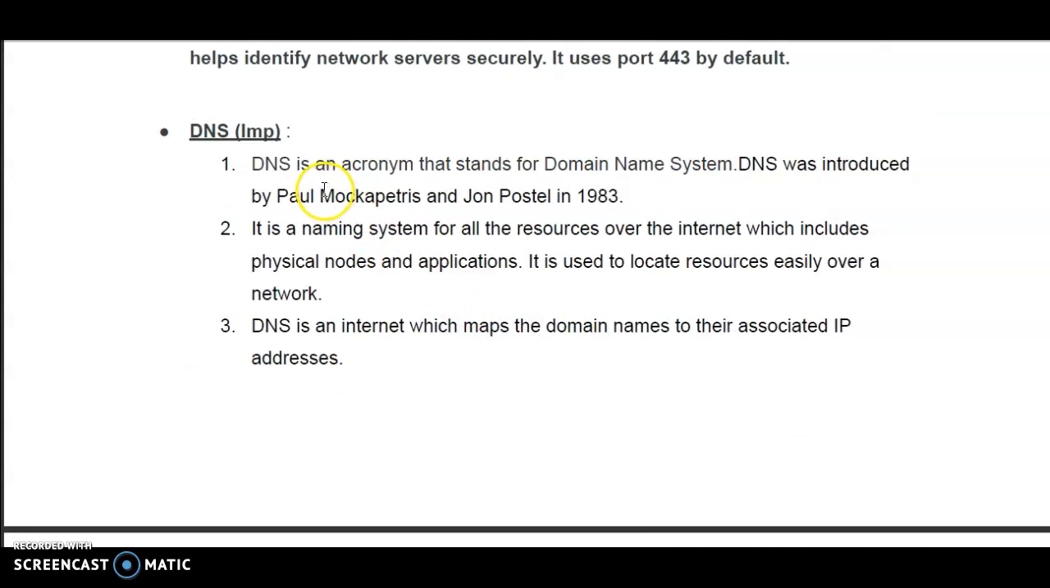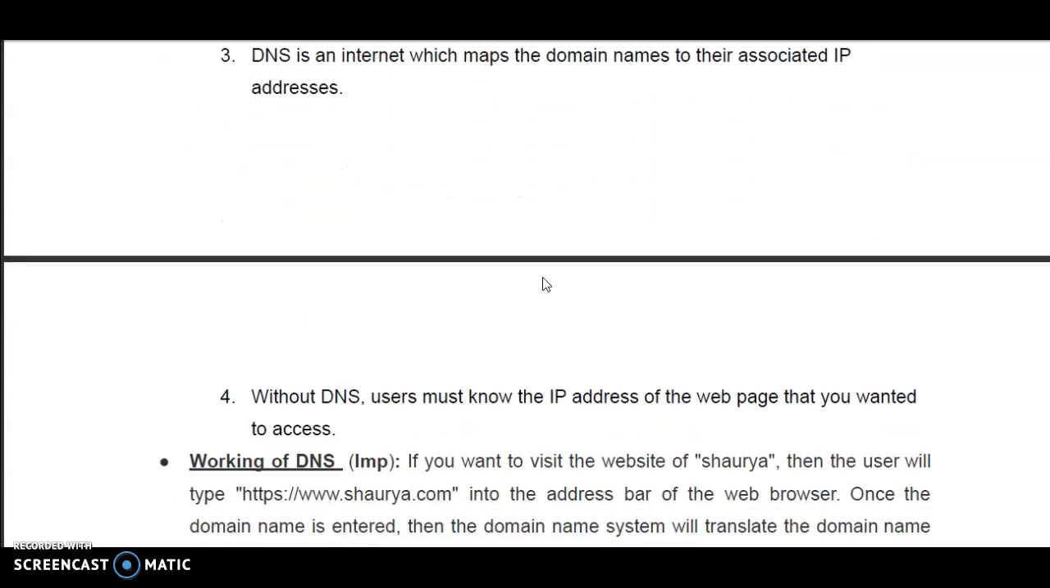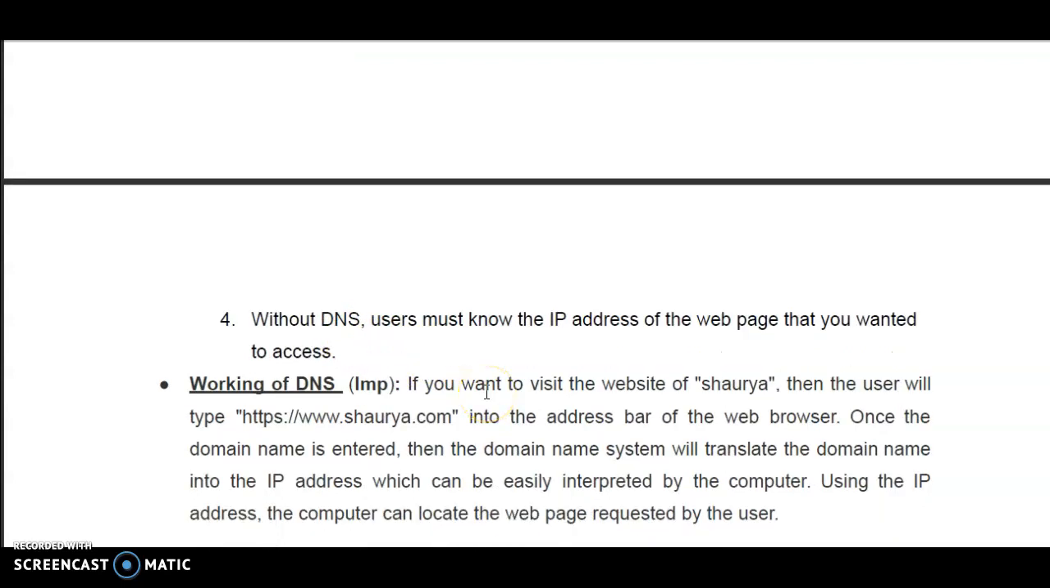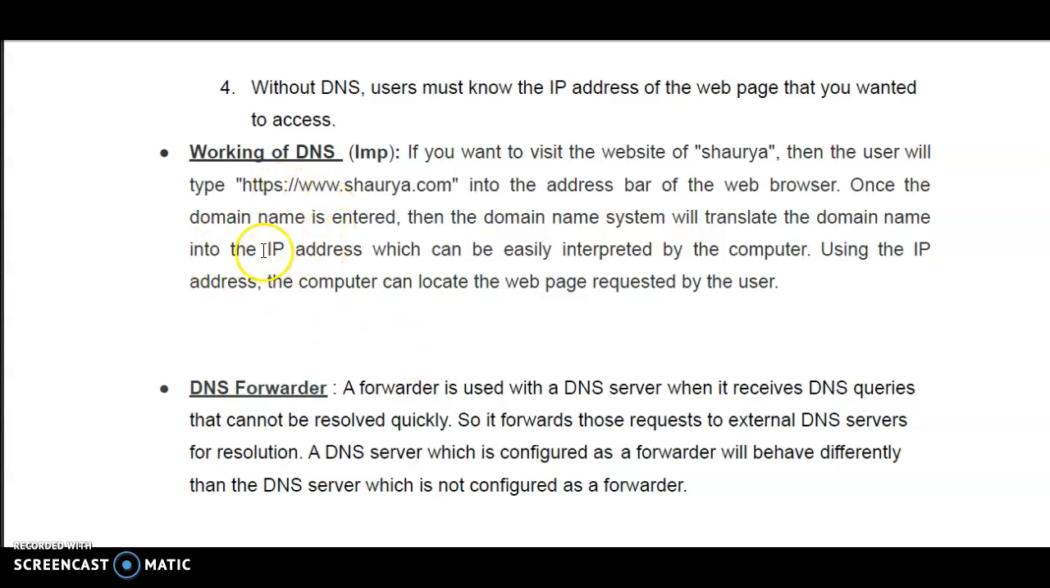Then is DNS. It is very important. DNS is an acronym that stands for Domain Name System. It is a naming system for all the resources over the internet, which includes physical nodes and applications. It is used to locate resources easily over the network. How the resources are to be allocated on the network is decided by DNS. Without DNS, the user must know the IP address of the web page that they want to access. Then is the working of DNS.